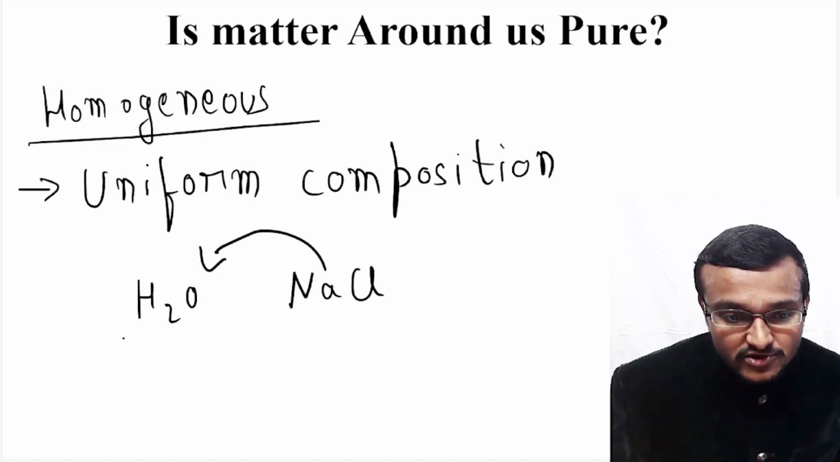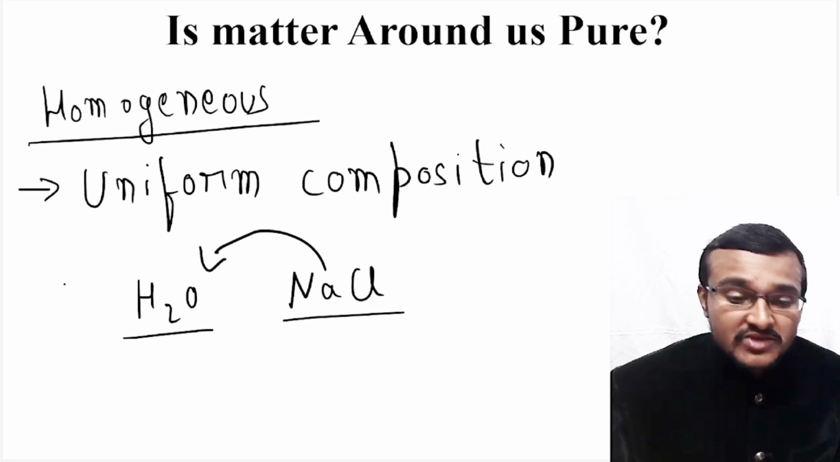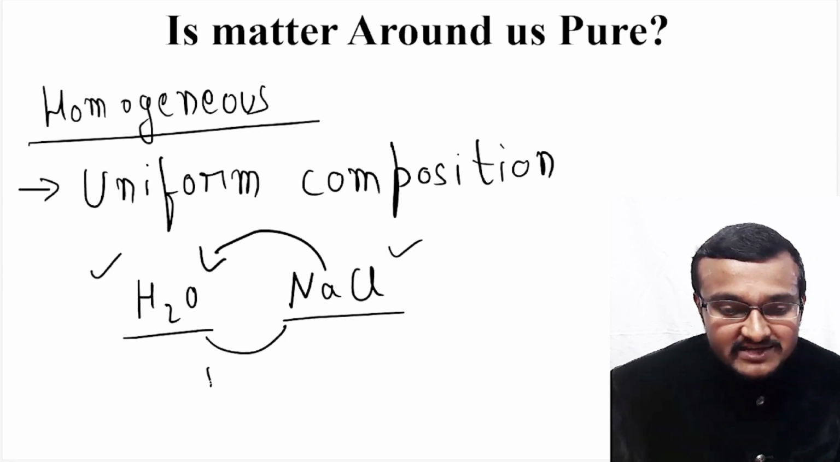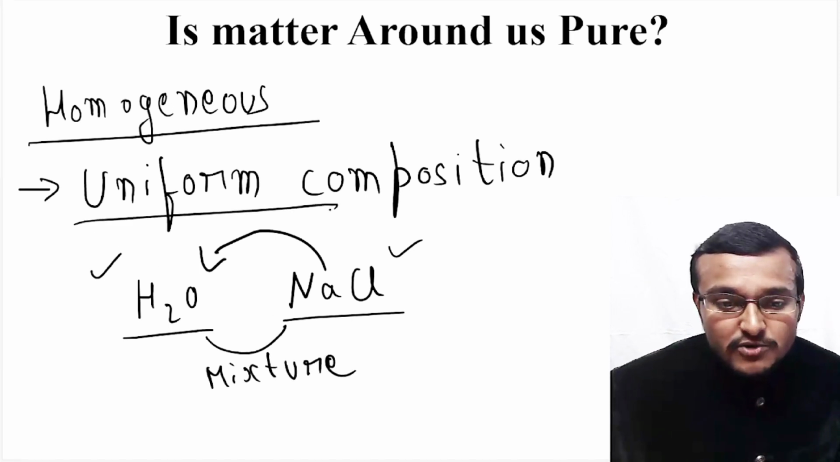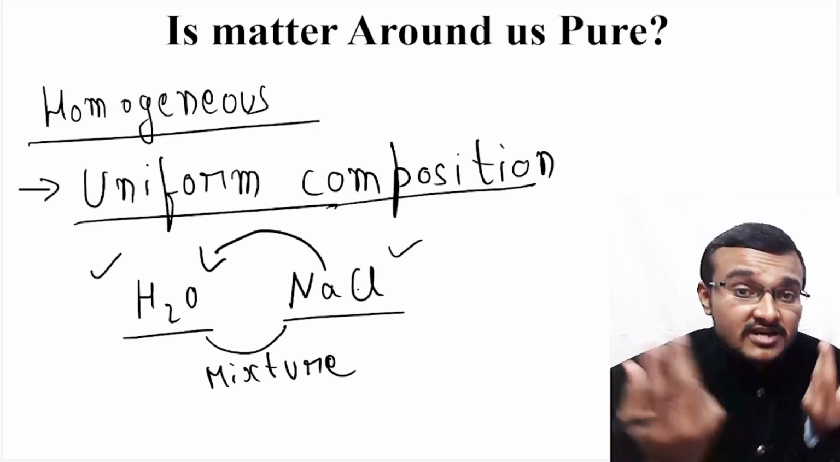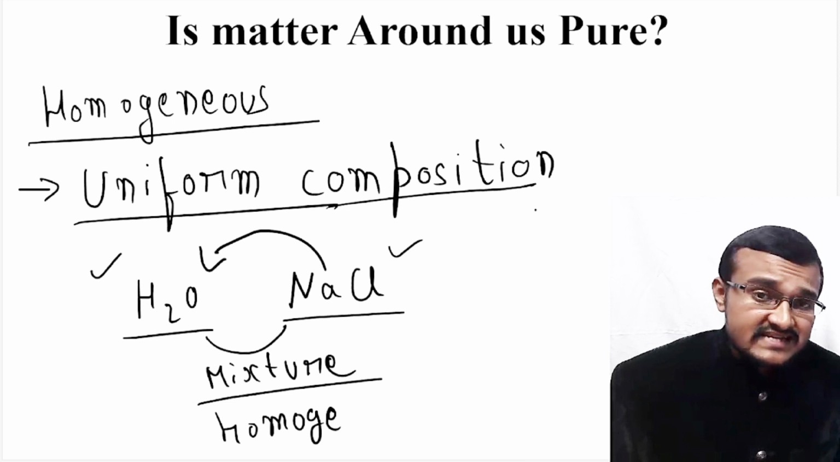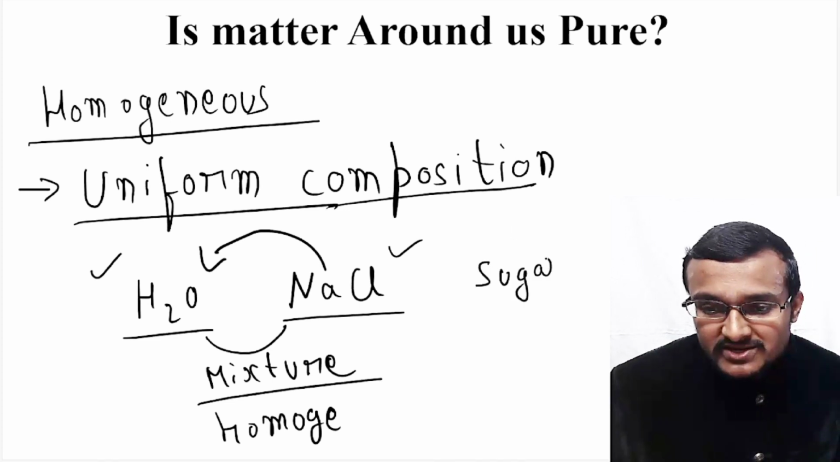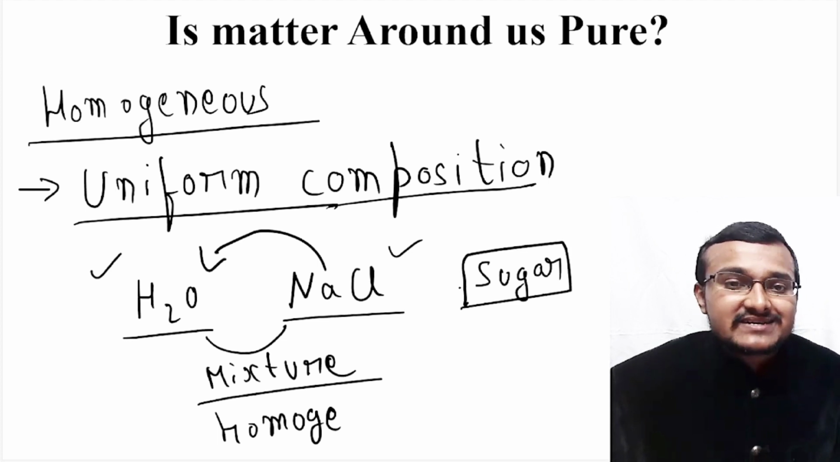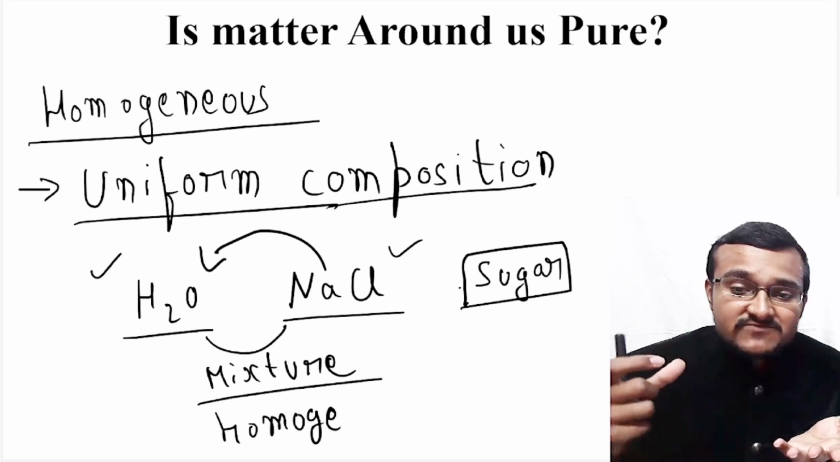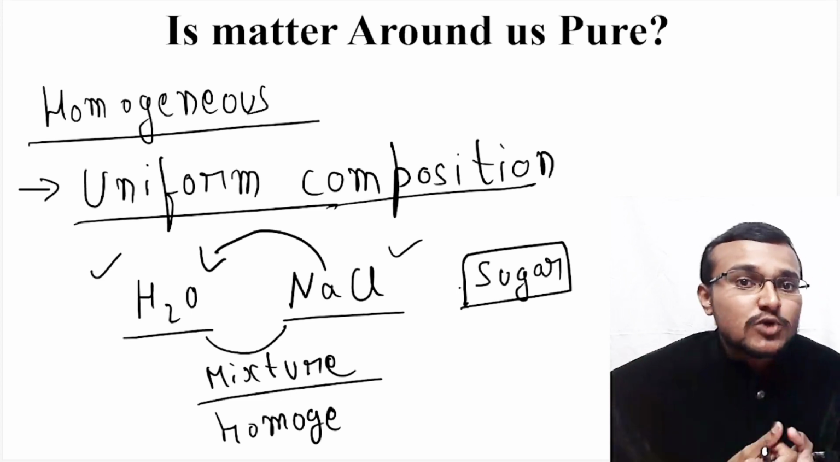So now you are forming a mixture between H2O and NaCl. These two are pure substances individually, but when they come together they form a mixture and they form a uniform composition throughout. That means these NaCl crystals are forming uniform composition throughout the water. Another example for homogeneous mixture is that if you mix sugar in water, then also these sugar crystals will dissolve completely in the water. That means these sugar crystals will also have uniform composition throughout the water.